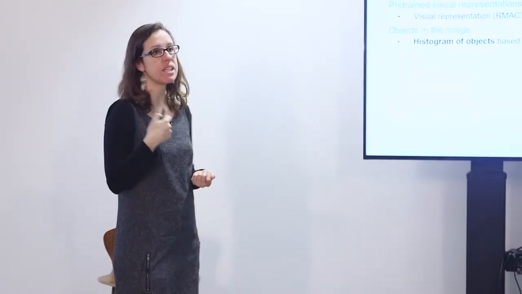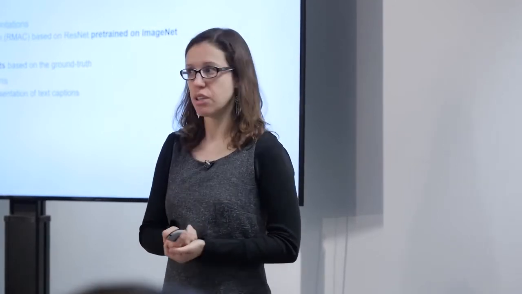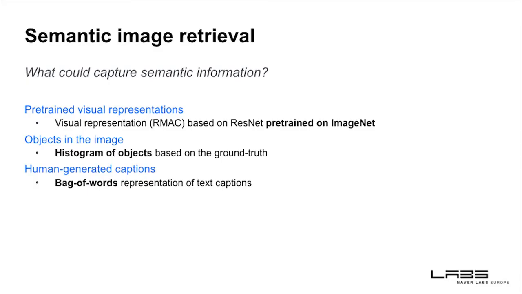So we build a histogram of objects where we simply count how many of each object class we have in each image, and this histogram is our final representation. Now, if two histograms are similar, does it mean that the images are semantically related to each other? Let's find out. The third thing we have access to is human-generated captions. I told you people have annotated images with descriptions.